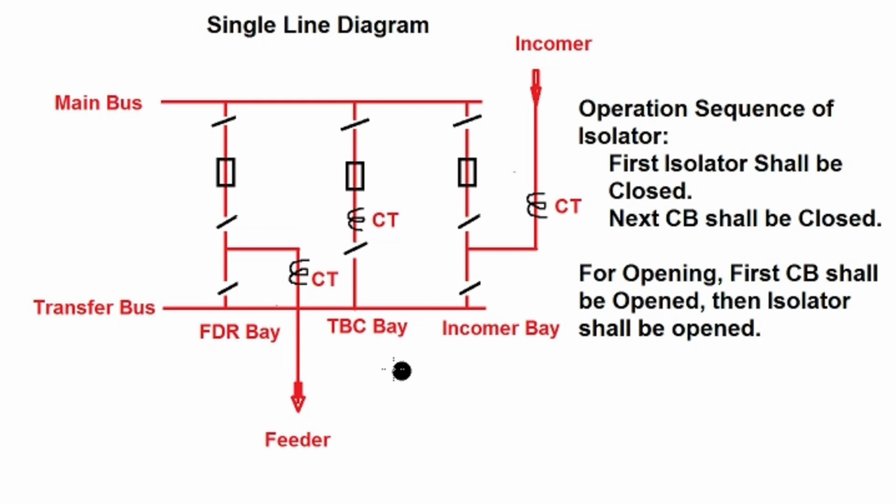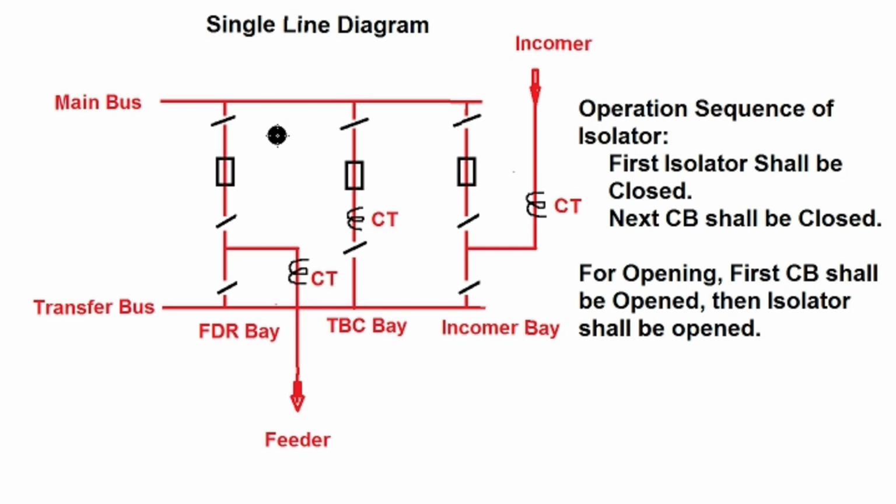Let us take a simple example where in this single line diagram, one feeder and one incomer are shown. Here there is one main bus and one transfer bus. This is the bay for the feeder and this is the bay for the incomer. One bay consists of three isolators and one breaker. This is the CT for the feeder and this is the CT for the incomer. And this is the TBC bay. The purpose of the TBC bay is to couple the main bus with the transfer bus. So if any breaker needs maintenance, either feeder or incomer, the incomer or feeder can be diverted to the transfer bus via this TBC bay.